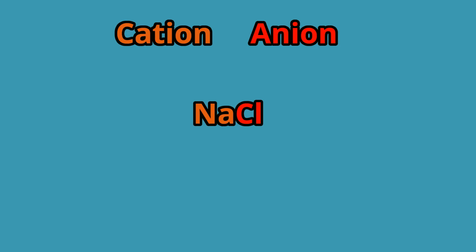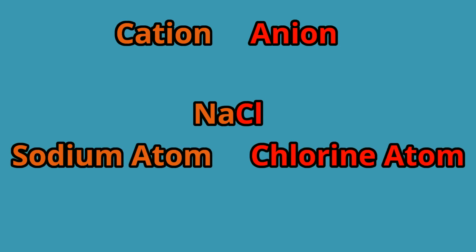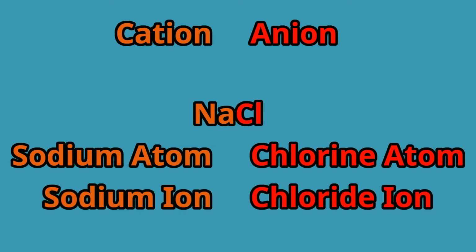As an example, let's look at table salt. Table salt consists of a sodium cation and a chlorine anion. The sodium cation keeps its element's name, and the chlorine anion uses the suffix "ide" to become chloride. Thus, the name of the compound is sodium chloride.